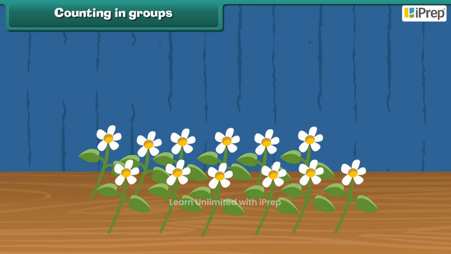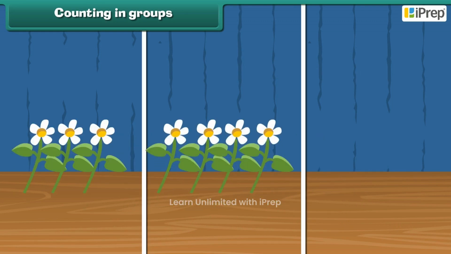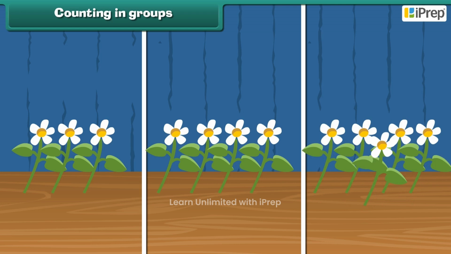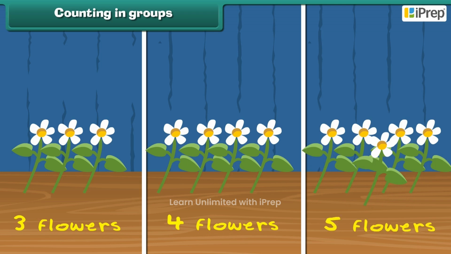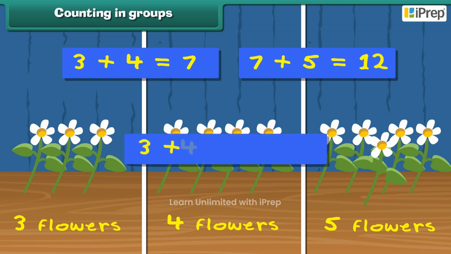Let us take one more example. Let's understand the number of flowers in each row. Here are 3 flowers in the first row, 4 flowers in the second row, and 5 flowers in the third row. 3 plus 4 equals 7, and 7 plus 5 equals 12. That is 3 plus 4 plus 5 equals 12. So, there are 12 flowers.